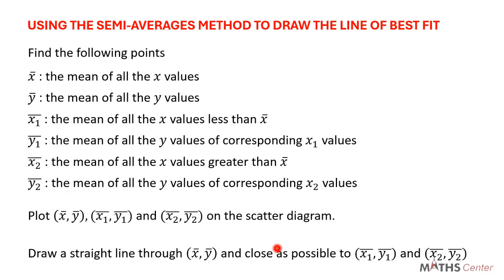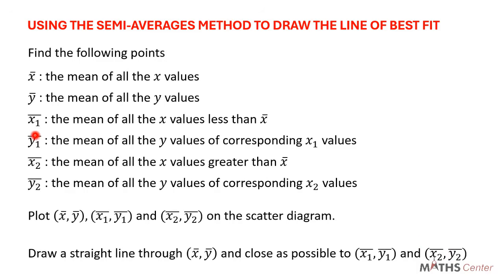In most examples, all these 3 points will be in a straight line. So your line of best fit will pass through these 3 points. But in a situation where they are not in a straight line, the line of best fit must pass through x mean, y mean, and it should be as close as possible to x1 mean, y1 mean, and x2 mean, y2 mean. Now let's apply this to solve some questions.